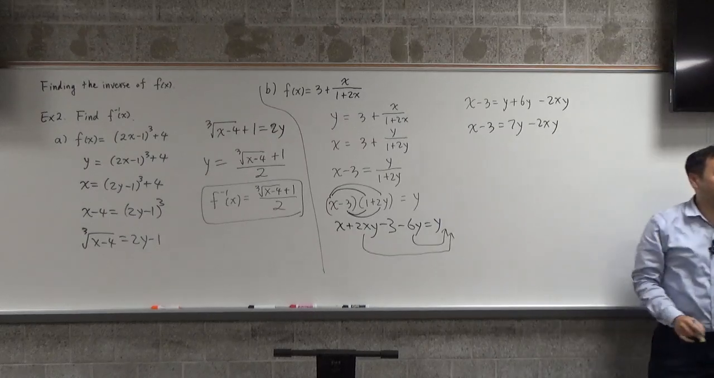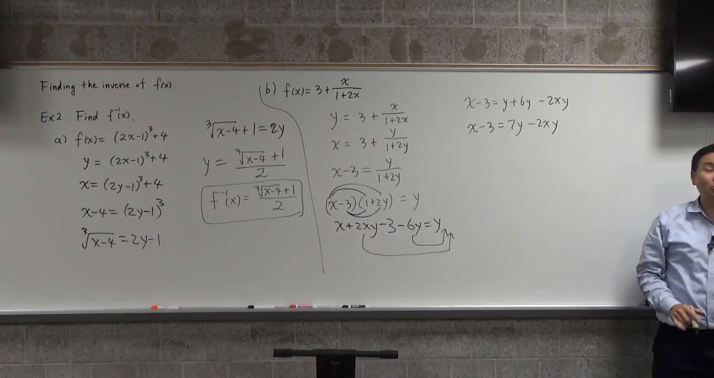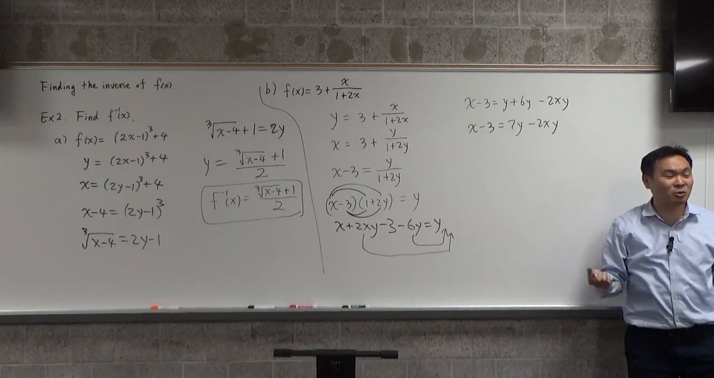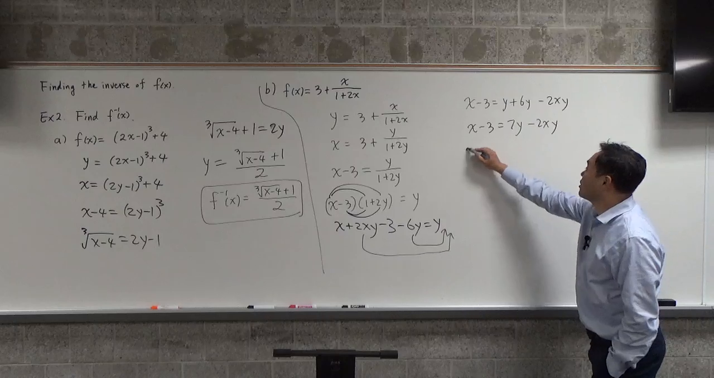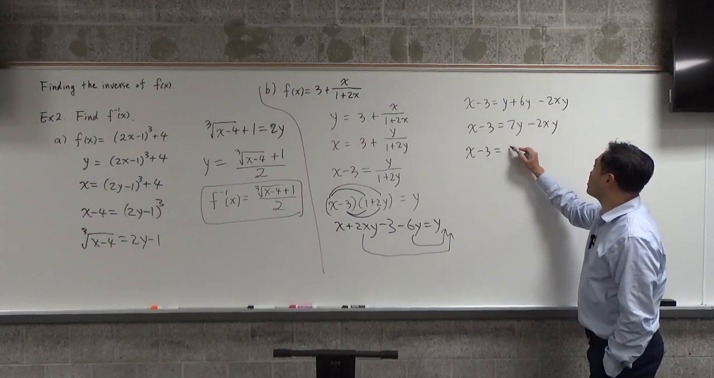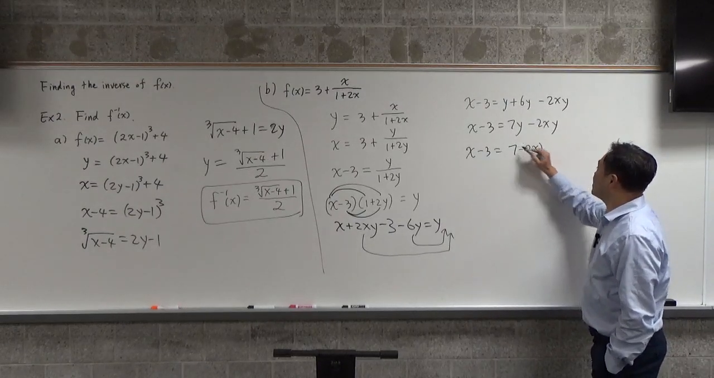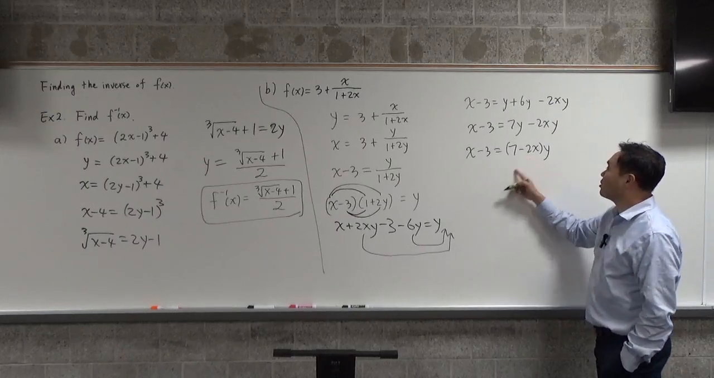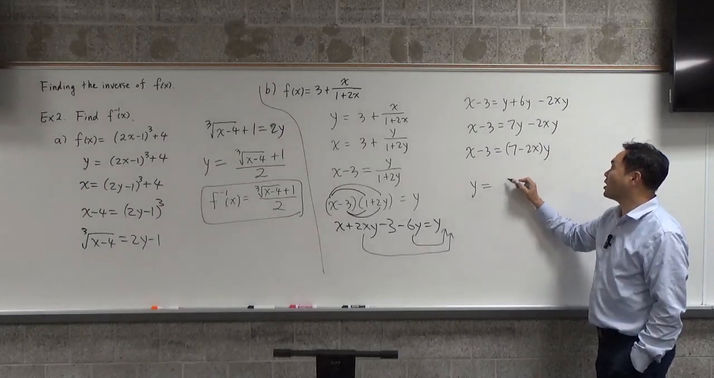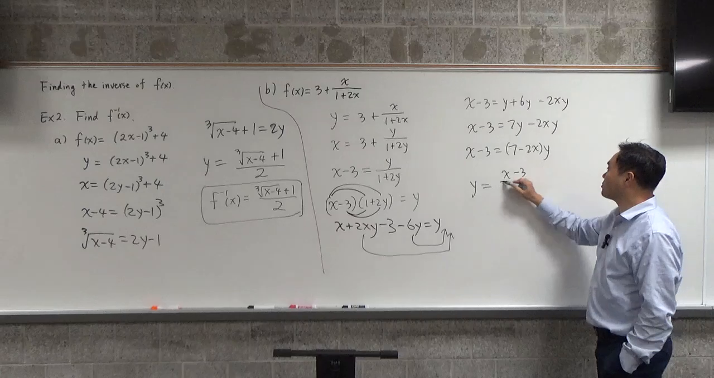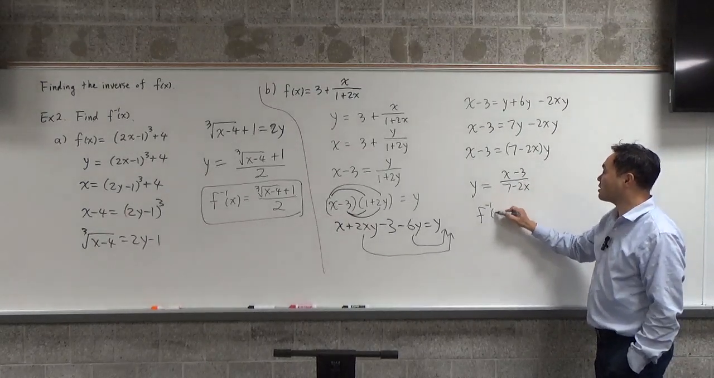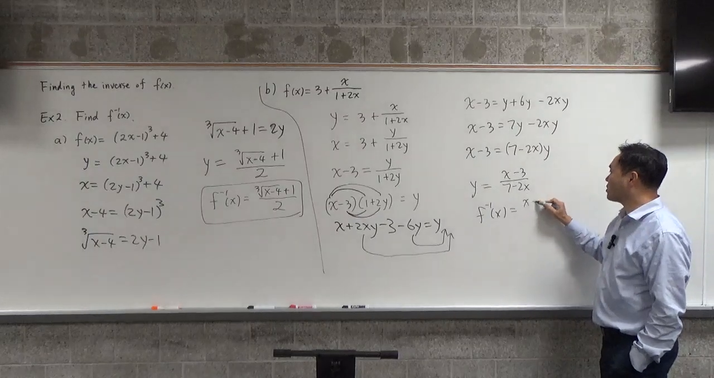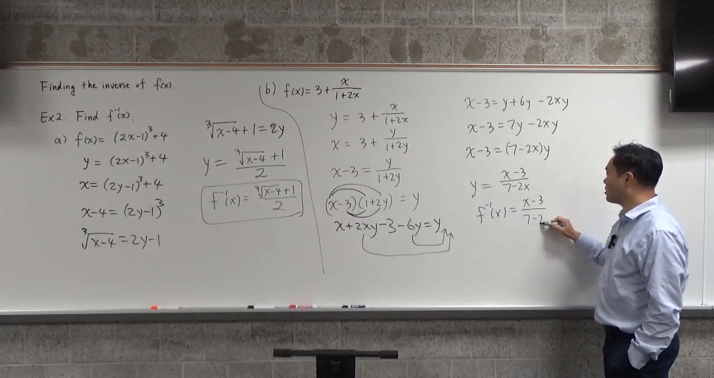Now what? What do we do? How do we make two different y's to be just one single y? You factor it out, yes. So you have x minus 3 equals 7 minus 2x times y. And now you divide, that's your y. x minus 3 over 7 minus 2x. Therefore, f inverse of x equals x minus 3 over 7 minus 2x.